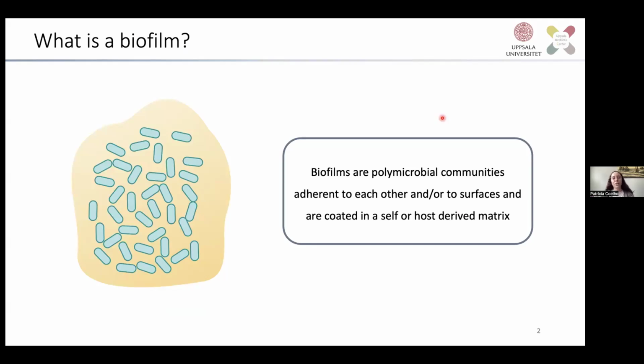So by definition, a biofilm is a polymicrobial community, and they can adhere to each other. So these cells can adhere to each other and or to a surface. And usually they are coated in a self or host-derived matrix. So there is this sort of slimy gel consistency substance, and this is what we call the biofilm matrix that encases the cells within the biofilm.